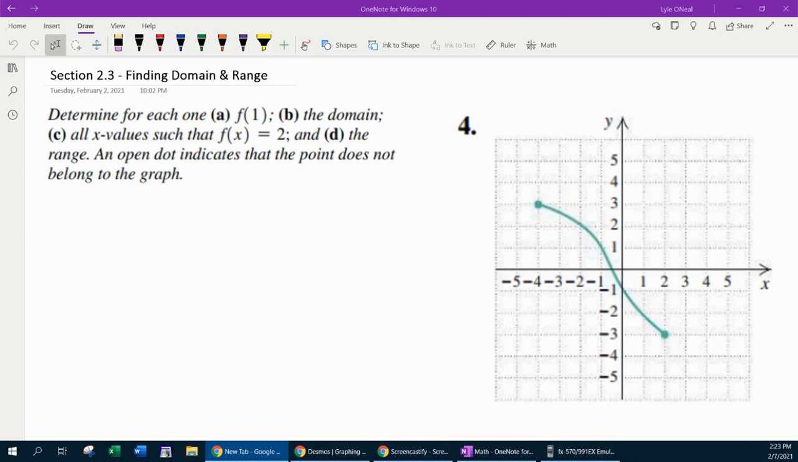This is going to be from section 2.3 in our text. And what I'm going to do in this lesson is jump straight into the examples and explain all of the details and subtleties as we go through the problems.